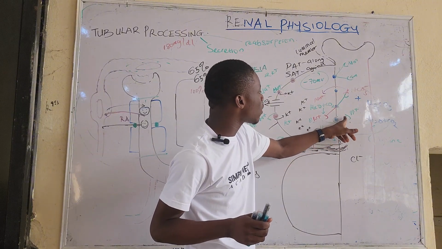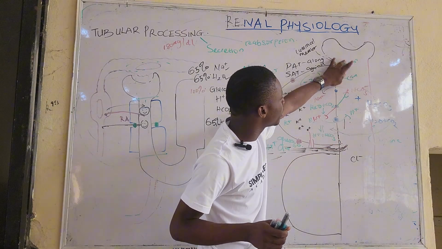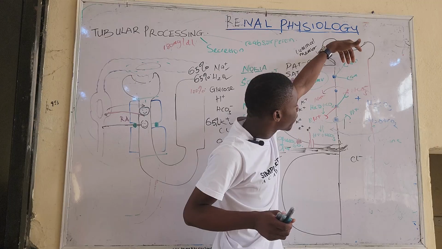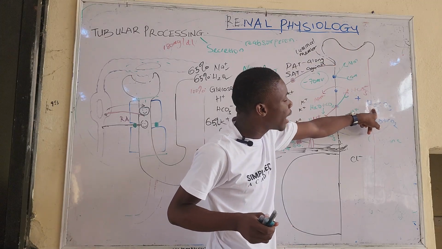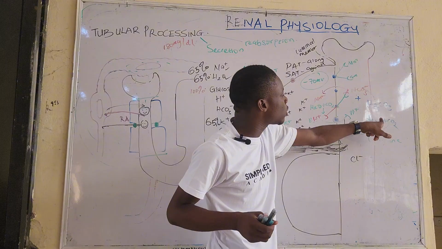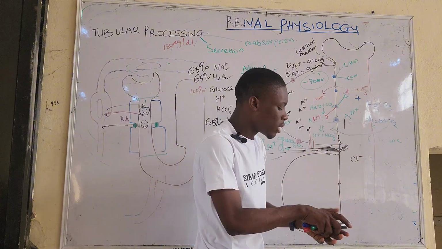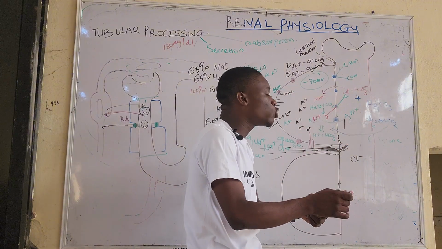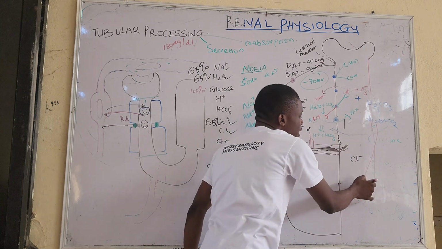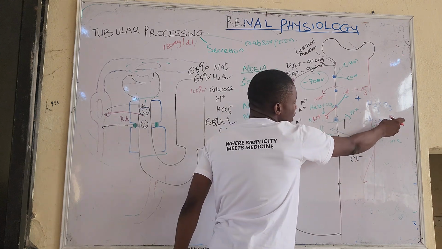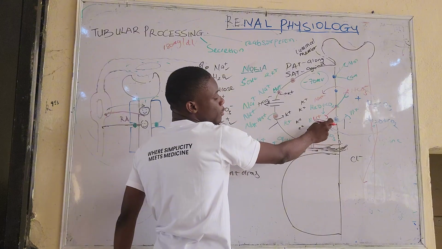So when it pumps sodium inside, it moves hydrogen outside. When this hydrogen moves outside, it binds to a bicarbonate that is already in the tubule. Hydrogen ion binds to the bicarbonate and gives us H2CO3. H2CO3 will dissociate to water and CO2. The water will go its own way inside the tube. But this CO2 will move back into this PCT.